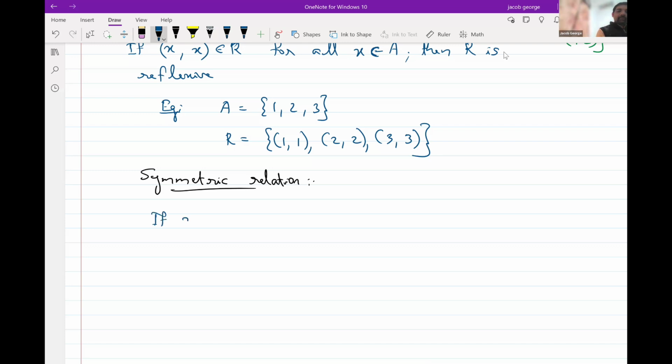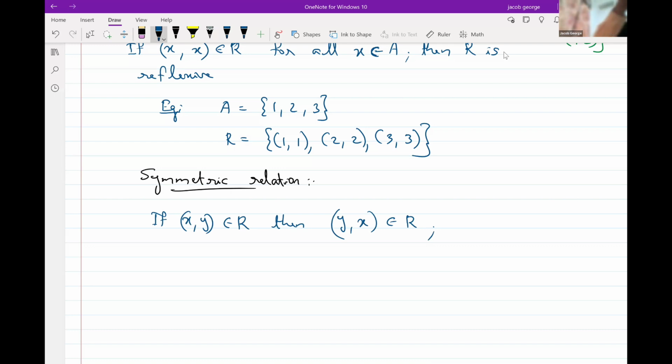If (x, y) is an element of R, then its symmetric pair, the reverse ordered pair. What is the reverse ordered pair? (y, x). When you flip it, we get (y, x). Then if (y, x) is also an element of R, then R will be a symmetric relation.